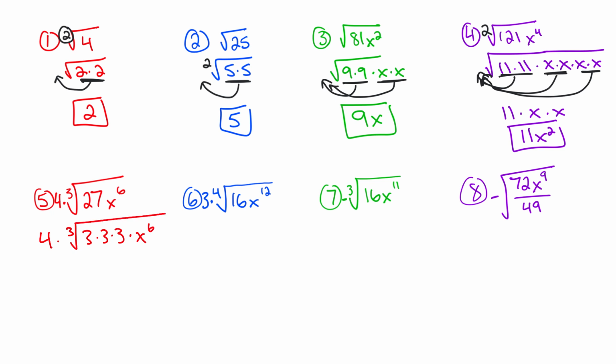Now we're looking for 3 of the same value. I have a group of 3, so they can get pulled out. So it's 4 times 3 times x to the 6th. If it's under a cube root, 6 divided by 3 is 2. 4 times 3 is 12. 12 times x squared is 12x squared.